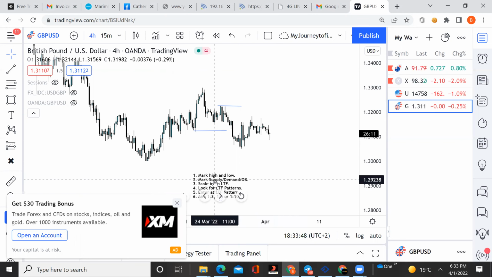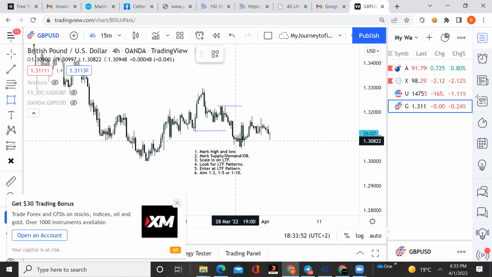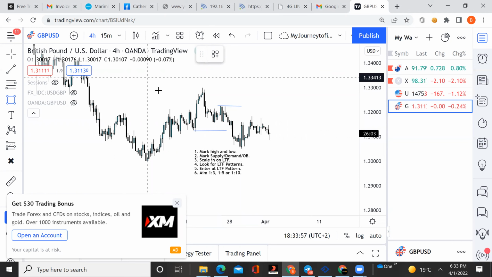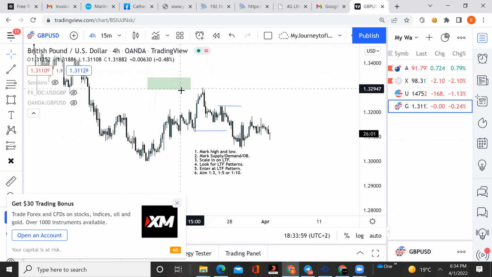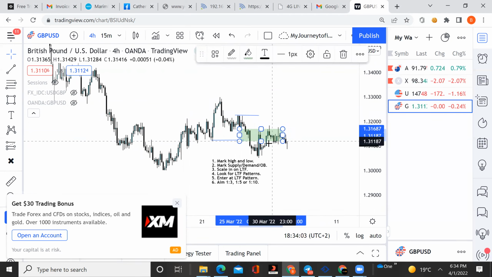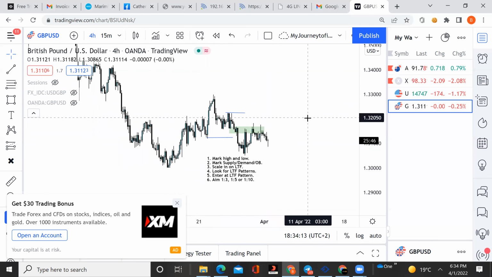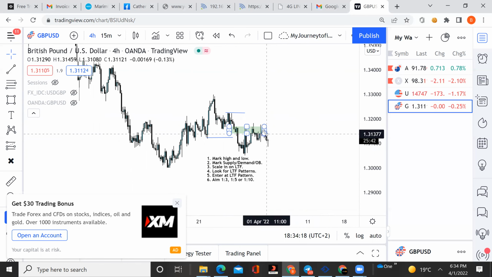So now, second point says mark supply and demand or order block. And that's what we'll do. We see this was the last order before price broke structure, and we'll mark that. Okay, it doesn't have to be perfect. We've marked it, so now we know a range or area we're playing around.